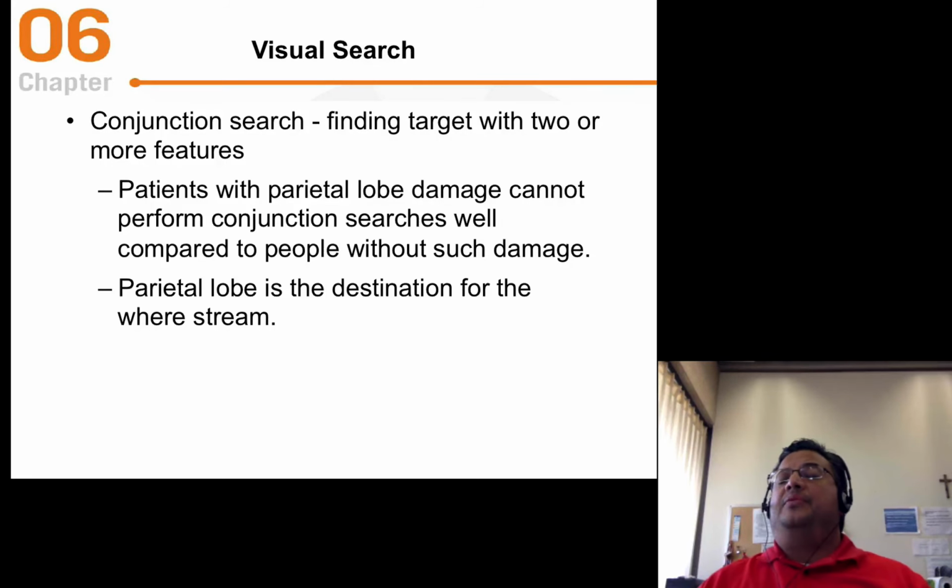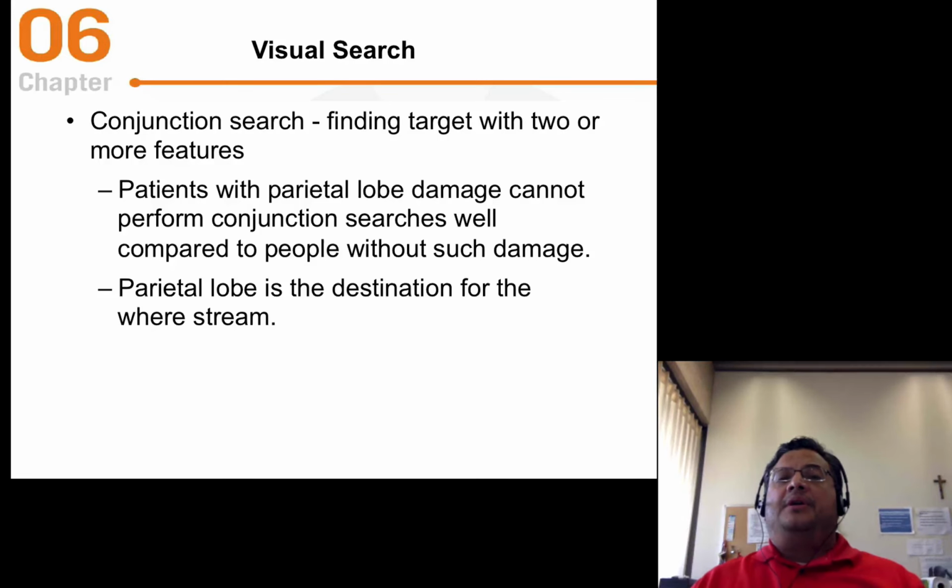One of the other things that we do, of course, on a day-to-day basis are what we refer to as conjunction searches, and this is where we find a target with two or more features. So, rather than looking for a circle or a square, we're looking for a blue small circle, etc. These are combined features. Once again, we see that patients with parietal lobe damage don't perform conjunction searches well.